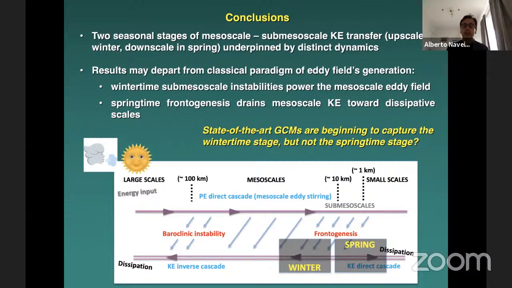And in the spring, we have mesoscales fluxing energy towards submesoscales, where the process that seems to be in operation here is frontogenesis. So we seem to have kinetic energy being transferred both ways, both towards larger and smaller scales in the submesoscales. There seems to be a seasonal pattern. And in comparison to GCMs, we could say that the observations are at least not incompatible with what GCMs show in winter, but they seem to be incompatible with what GCMs show in spring.